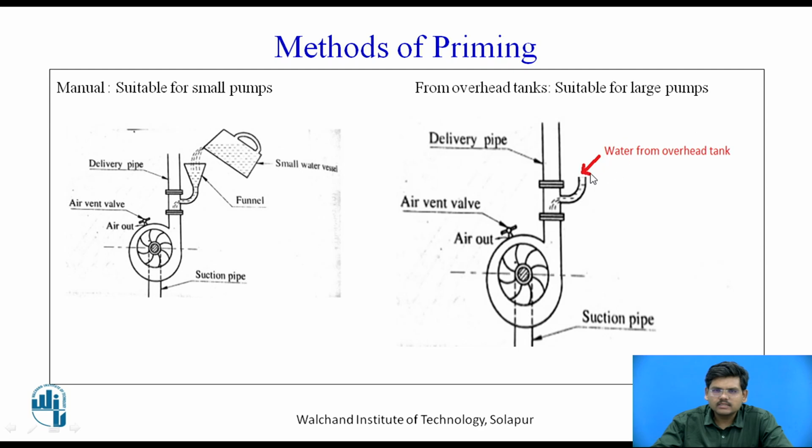This opening of the pipe will be connected to the overhead tank. That overhead tank water or fluid will be allowed to flow into the centrifugal pump that is used to lift that particular fluid. Similarly, filling of delivery pipe, casing and suction pipe will be done with the help of this. Once the water starts coming out of your air vent, the supply of fluid from the overhead tank is stopped, and then this required centrifugal pump is started. So this is priming with the help of overhead tank.